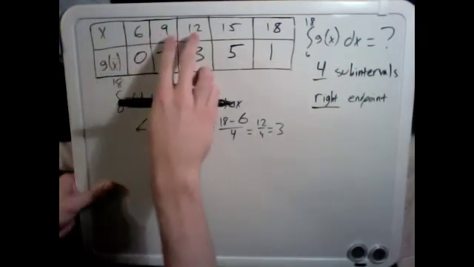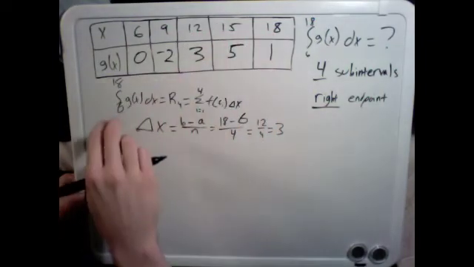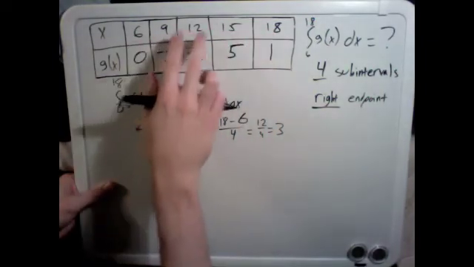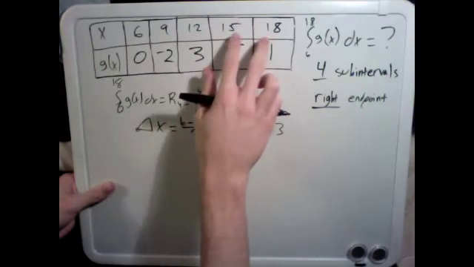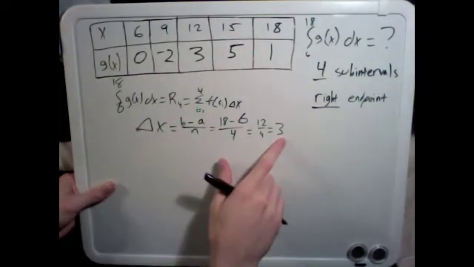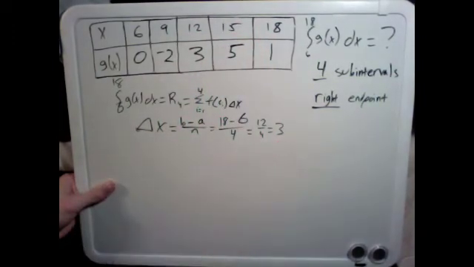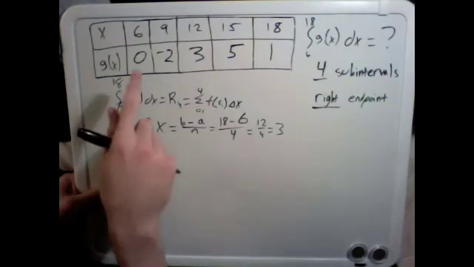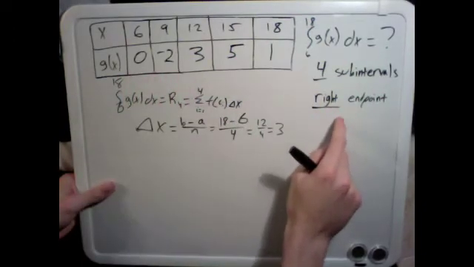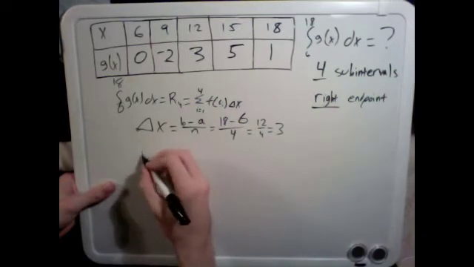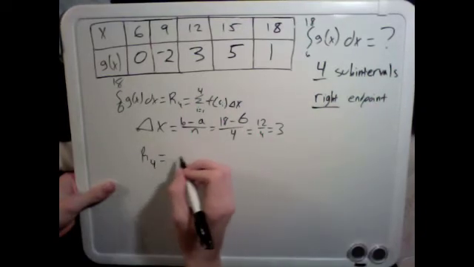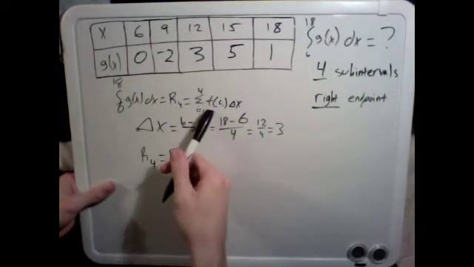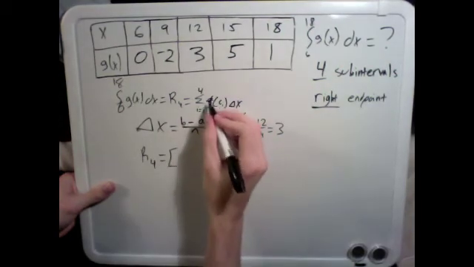If you notice, the subintervals we chose a second ago, 6 to 9, 9 to 12, 12 to 15, and 15 to 18, the change in x for each one of those is 3. So we're doing good. We have our subintervals. And because this is a right endpoint, when we go to evaluate R4 using this, sorry, this is supposed to be g.